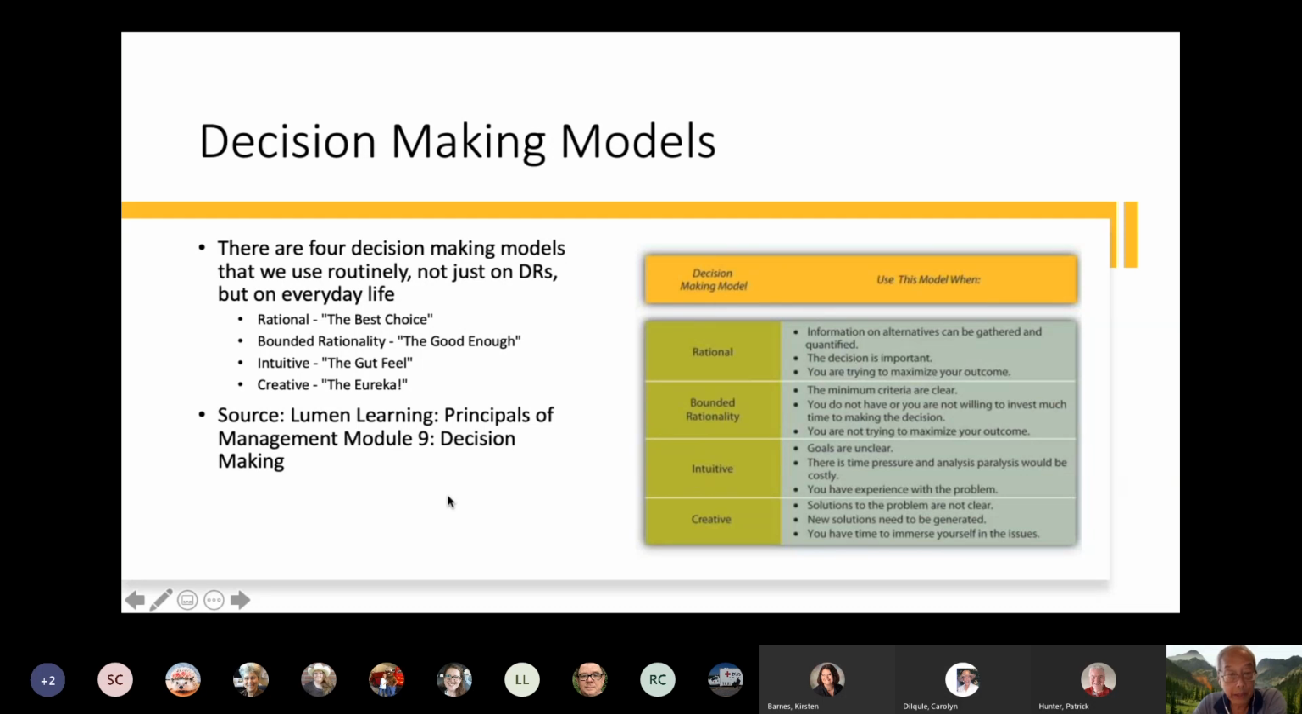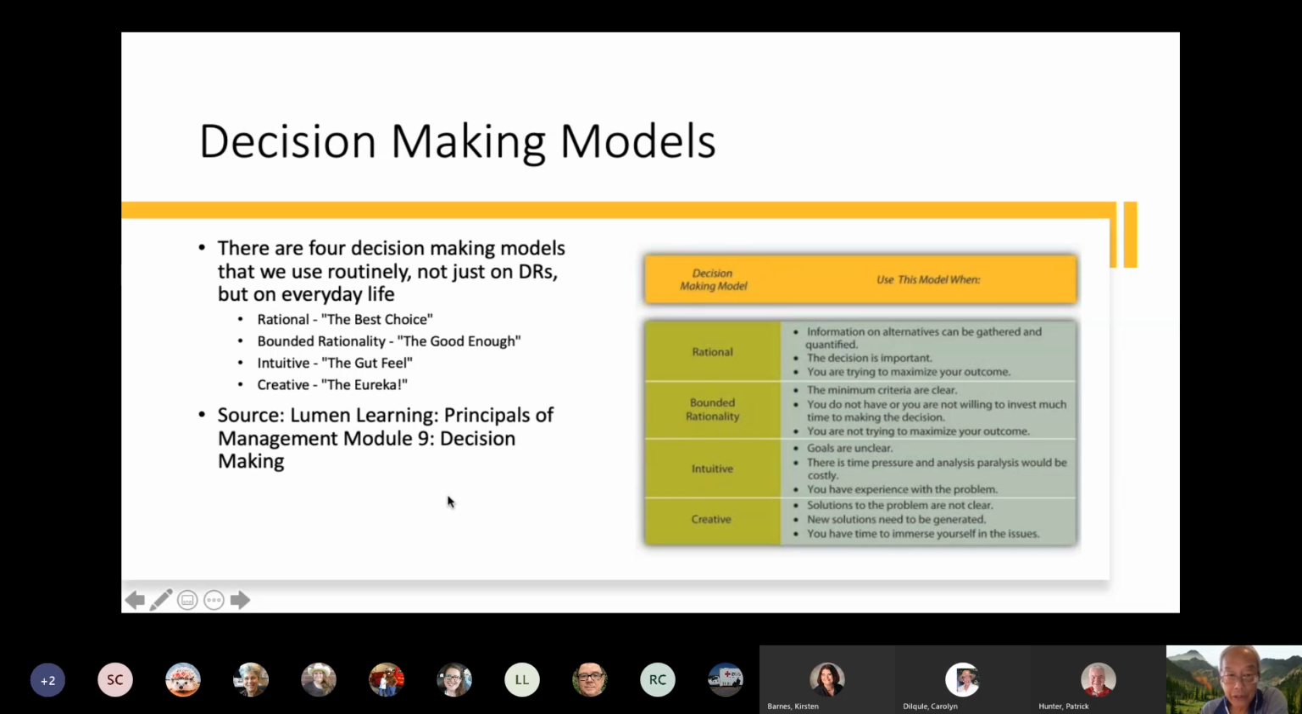What's the next one? Bounded rationality. Sometimes you just don't have the time, or you don't have enough quality information. You kind of have to go with what's good enough. And these are some of the times to use these models. Ideally, it's not to maximize. You do bounded rationality, or the good enough, when you don't have time to get the best outcome. You just get it there, make it work. That's good enough.